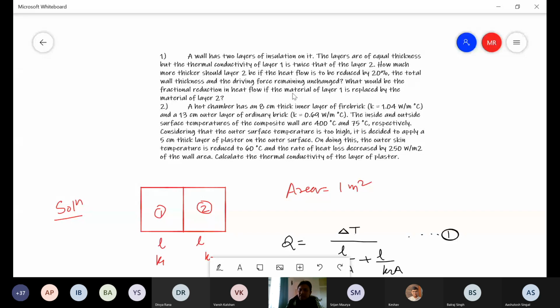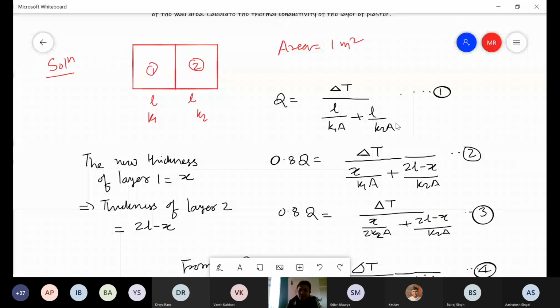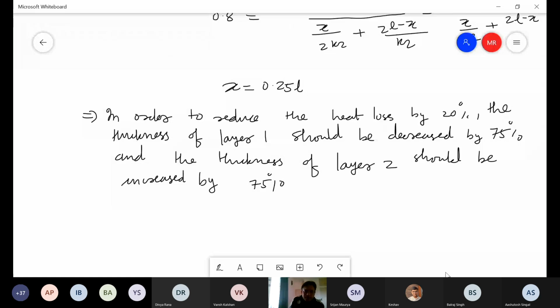So what is asked in the second part is, if this entire slab is made up of, let's say, layer 2 material, how much will be the reduction in the heat loss? That is what the question is. Correct, isn't it? So for this third condition we can write down further.